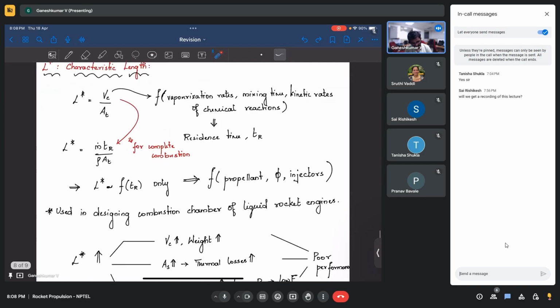So basically, to have a complete combustion, you can write this V_c, chamber volume. If you want it to be completely combusted, then you can write it as m dot times t_r by rho. This residence time is equal to the total time scale. So you can write this as the evaporation time scale, plus the mixing time scale, plus the kinetic or chemical time scale. This is the total time scale of your entire combustion physics happening within the chamber, and you want your propellant mass to stay within the chamber for this entire time scale.